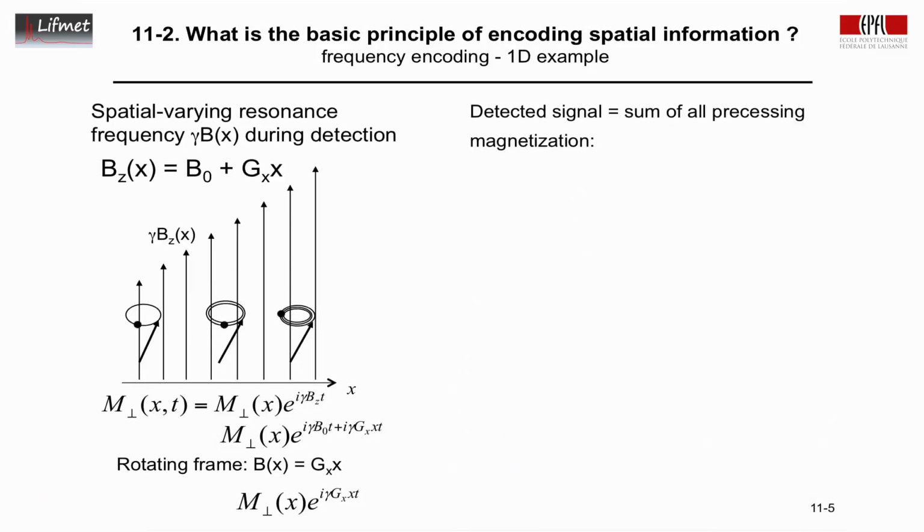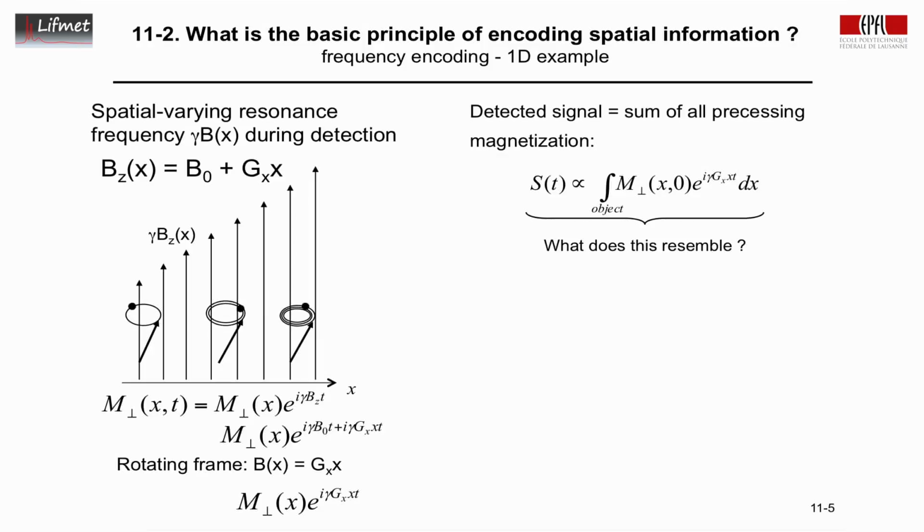Now the signal that one detects is given by the sum of all precessing magnetization. So to get the signal as a function of time, we have to integrate over the object along x the magnetization at time 0 at a position x, times the evolution term, that's the phase evolution. Here the real part corresponds, for example, to the x component of the transverse magnetization and the imaginary part to the y component. So we do this integration over position.